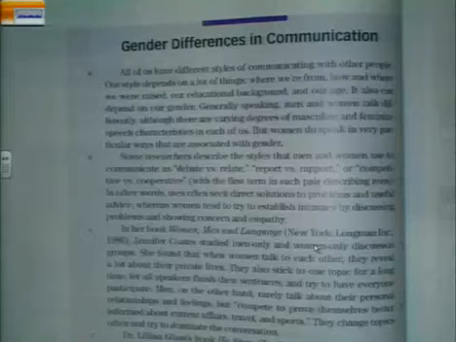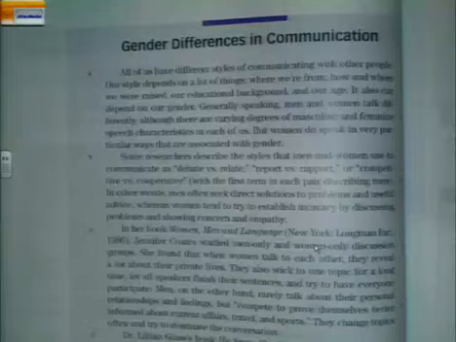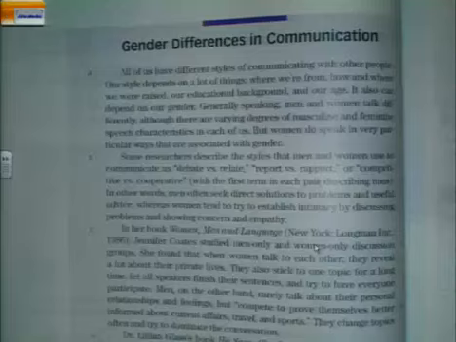In her book, Women, Men, and Language, New York, Longman Incorporated, 1986, Jennifer Coates studied men-only and women-only discussion groups. She found that when women talk to each other, they reveal a lot about their private lives. They also stick to one topic for a long time, let all speakers finish their sentences, and try to have everyone participate.